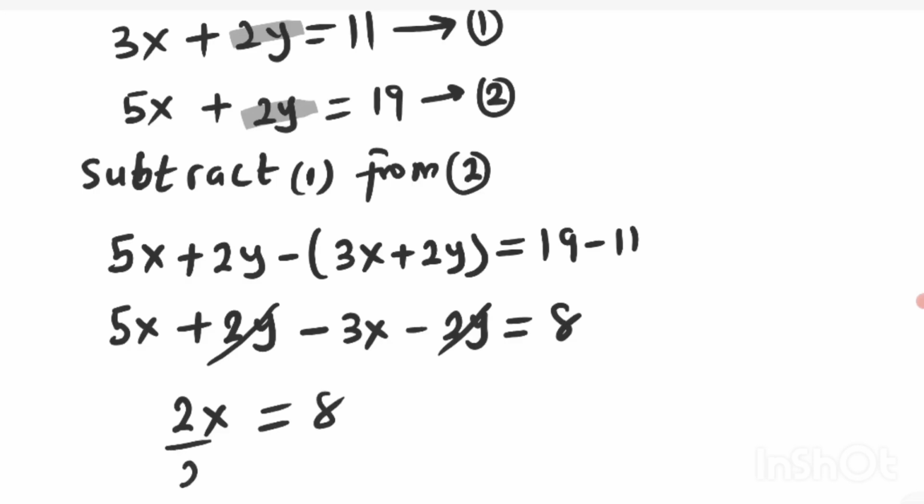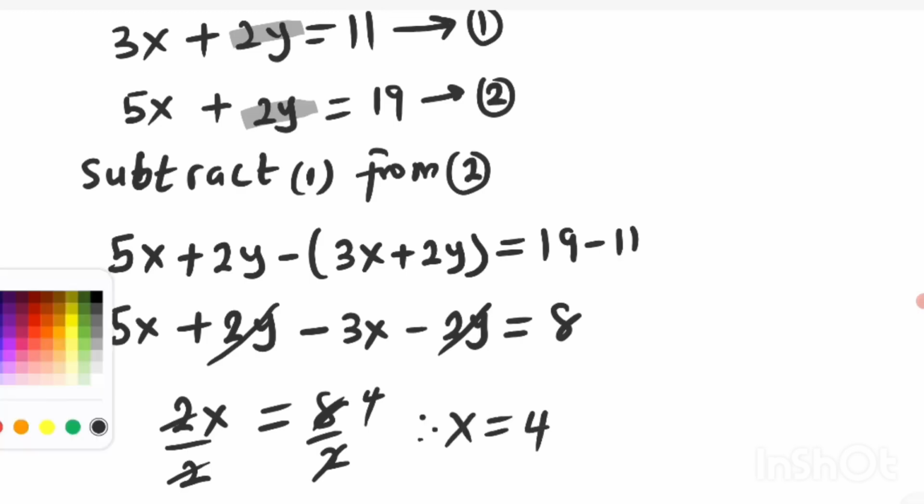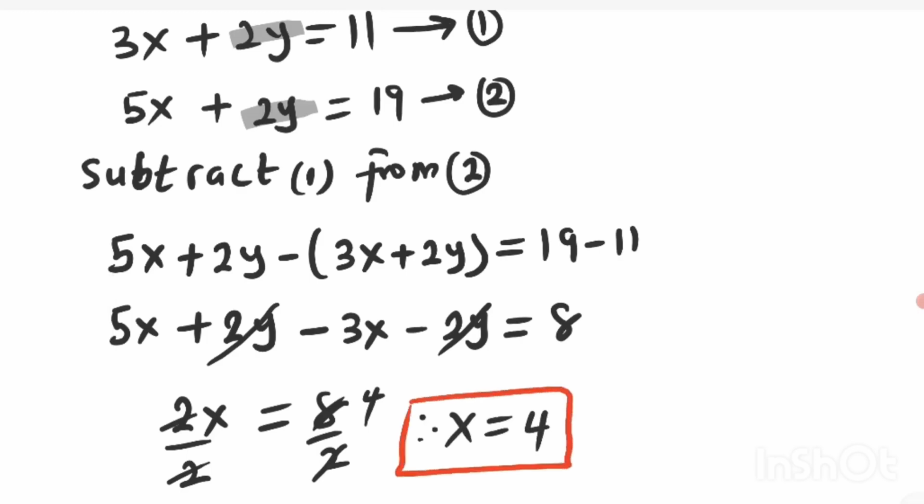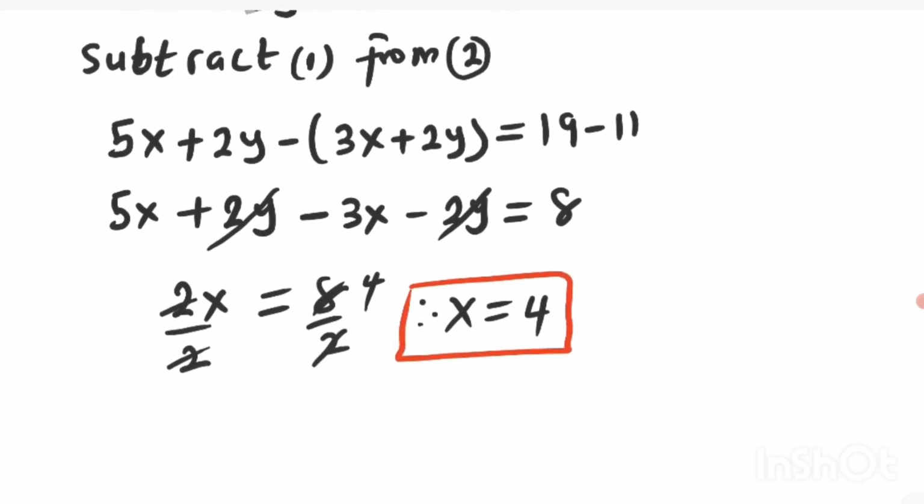Let's divide both sides by 2. This divided by 2: 2 here, 1, 2 here, 4. 2 here, 1, 2 here, 1. Therefore, x is equal to 4. This is the final answer for x. We've gotten the value of x. Let us solve for y.